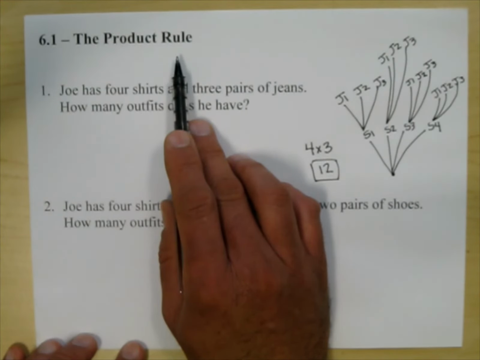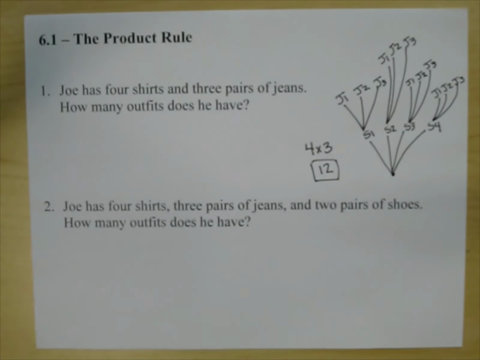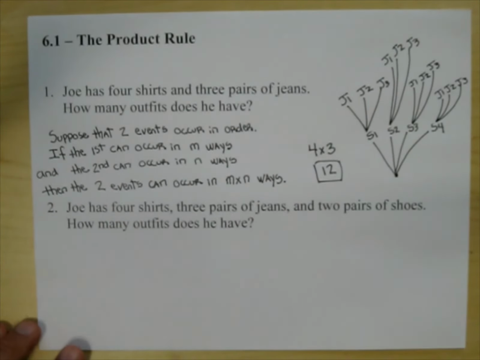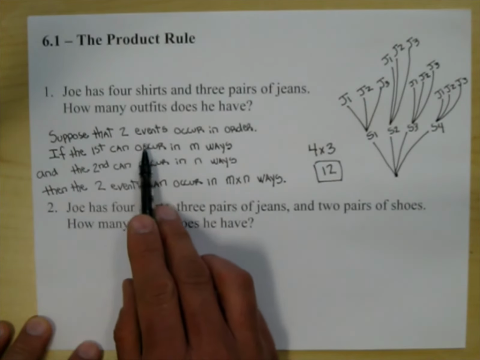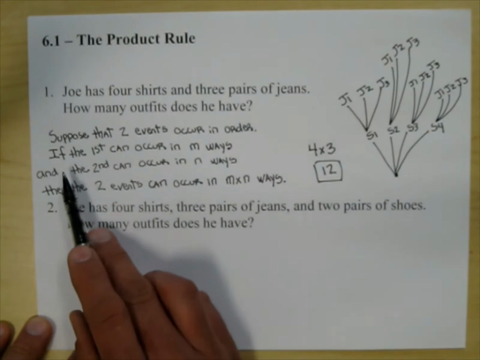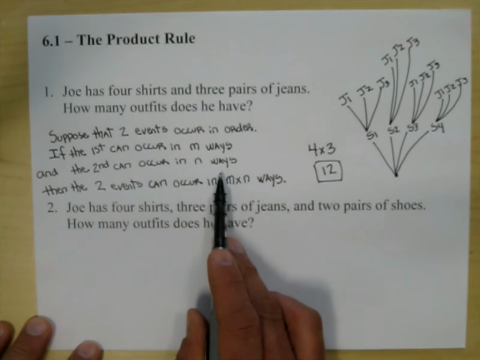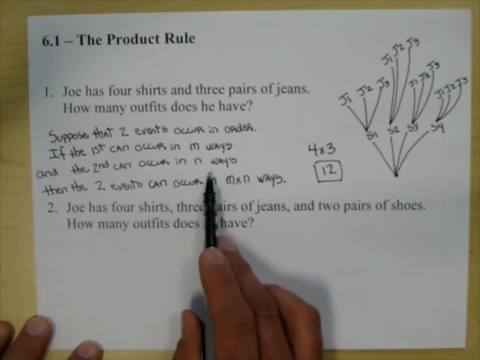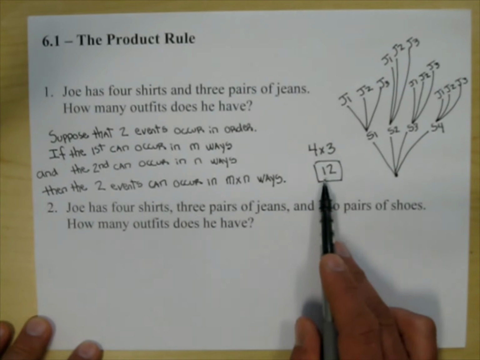Sometimes it's called the fundamental counting principle. And what I'm going to do is I'm going to write it out. I'll pause the video, write out the product rule, and then unpause it. The product rule, the fundamental counting principle, is written out here. Suppose that two events occur in order. And we'll just say, you know, picking a shirt and then picking a pair of jeans. If the first can occur in m ways, and the second can occur in n ways, so this is rather technical, isn't it? Then the two events can occur in m times n ways, and that's what we have here.